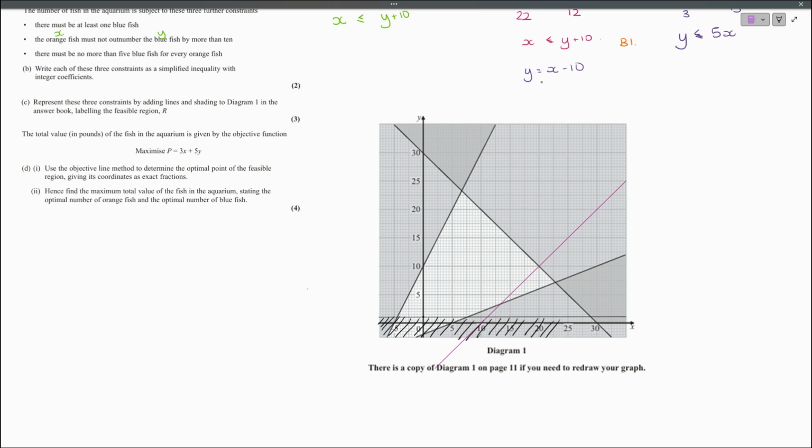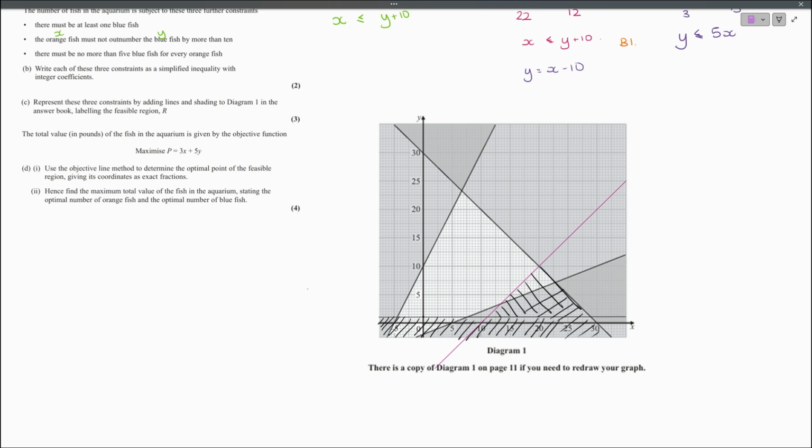And I need to consider which part of a line I want to be on. So I'm going to test the origin. So the origin, 0, 0, well 0 is less than or equal to 0 plus 10. 0 is less than or equal to 10. So the origin is on the correct side of a line for a feasible region. So the side of the line with the origin in is the correct side. So that means that the other side, over here, we definitely don't like. So I'm going to shade that in a bit.